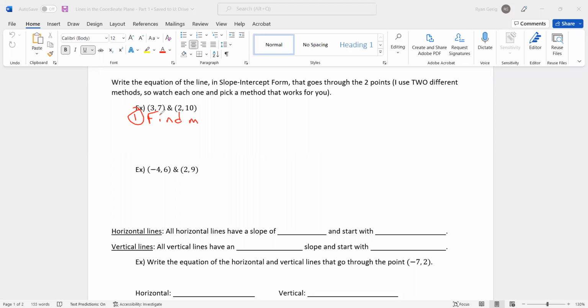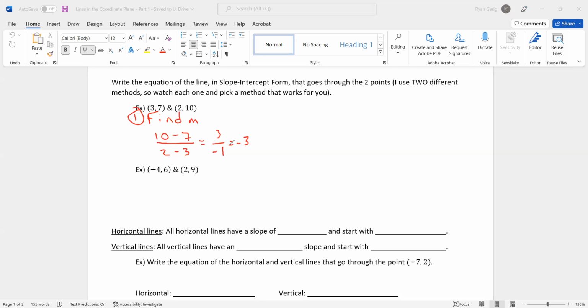How do you find slope? There's a formula. It's y2 minus y1, so 10 minus 7 over x2, 2 minus x1, 3. Then you just simplify that. 10 minus 7 is 3. 2 minus 3 is negative 1. I'm going to simplify that a little bit more to negative 3. So my slope is negative 3.